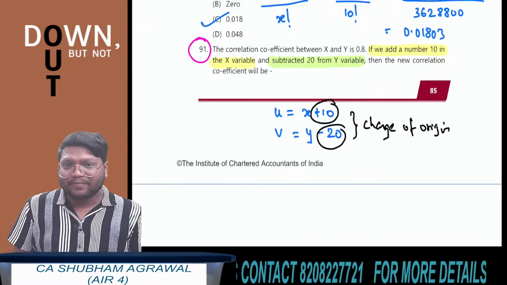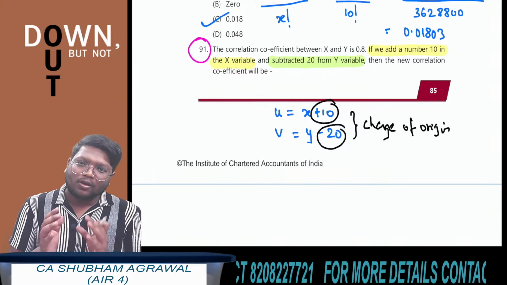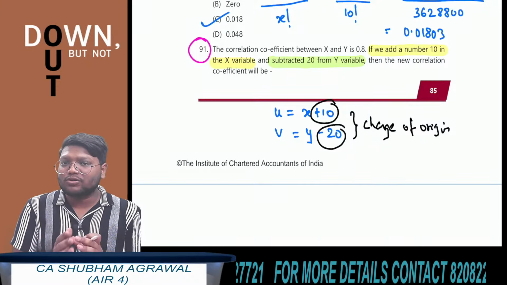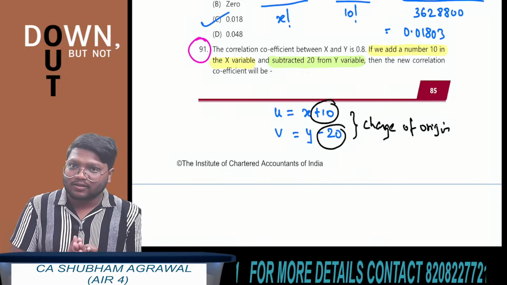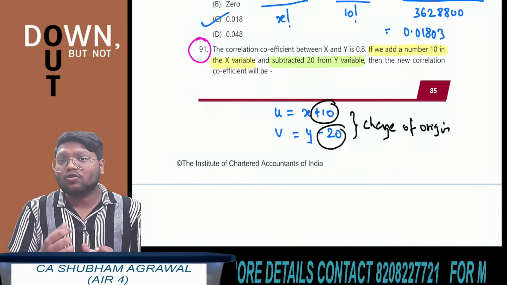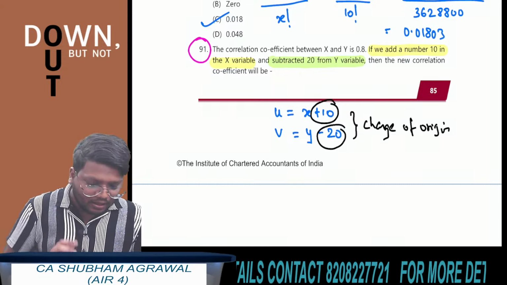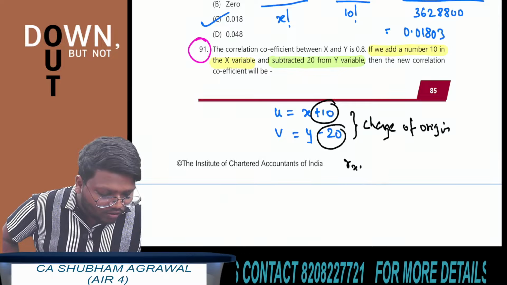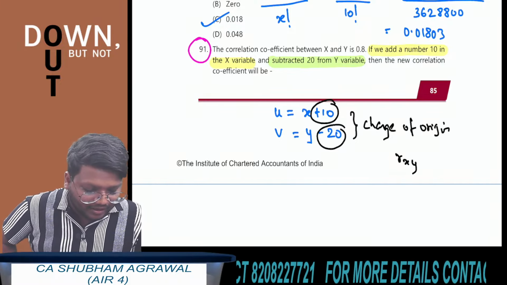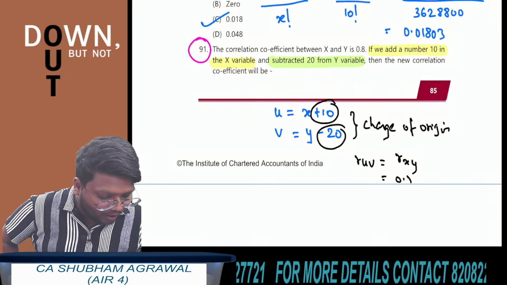And we know that if you are doing just change of origin, the correlation coefficient will remain unchanged. The correlation coefficient remains unchanged due to change of origin, but gets affected due to change of scale. This is one property which we have covered in correlation coefficient. So whatever is the correlation coefficient of x and y, the same is the correlation coefficient of u and v. Here we can write directly r_uv is equal to r_xy. What is the answer? 0.8.